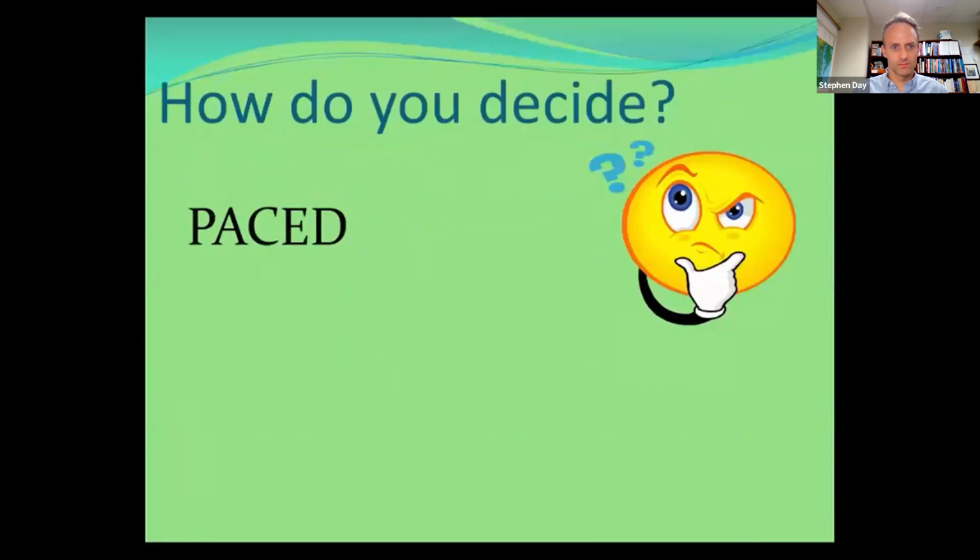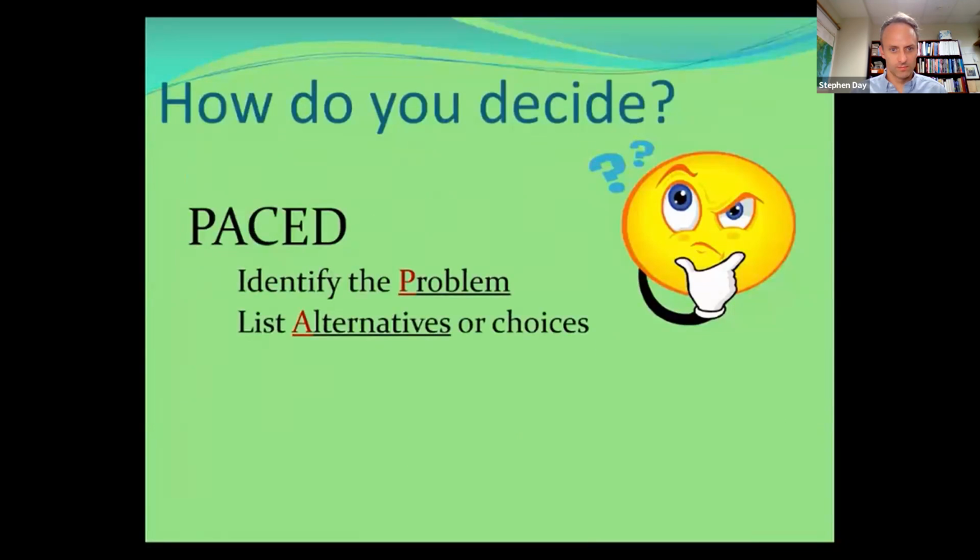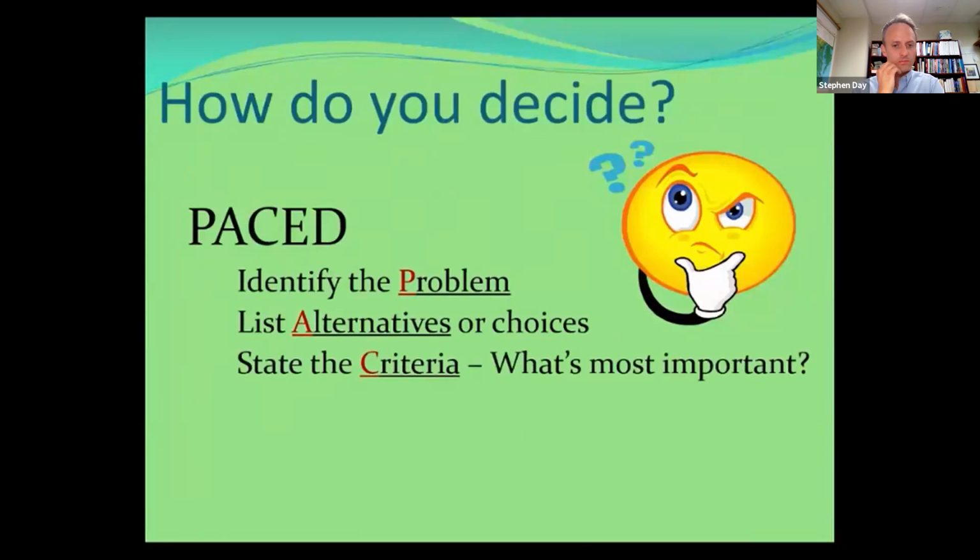The word PACE is a reminder of the steps that you should take to help you make a decision. P, A, C, E, and D. First, you want to identify the problem. Next, you want to list your alternatives or the choices that you have. You need to state the criteria, decide what's most important to help you make this decision. What do you value? Then you want to evaluate the criteria based on those alternatives. Then what you need to do is decide.